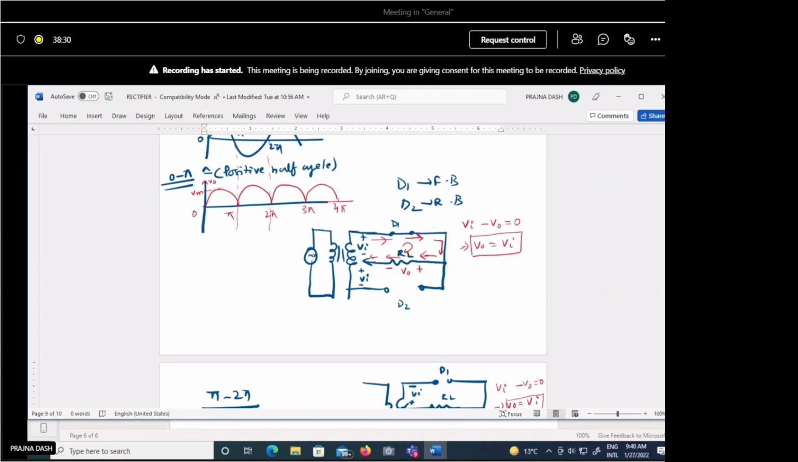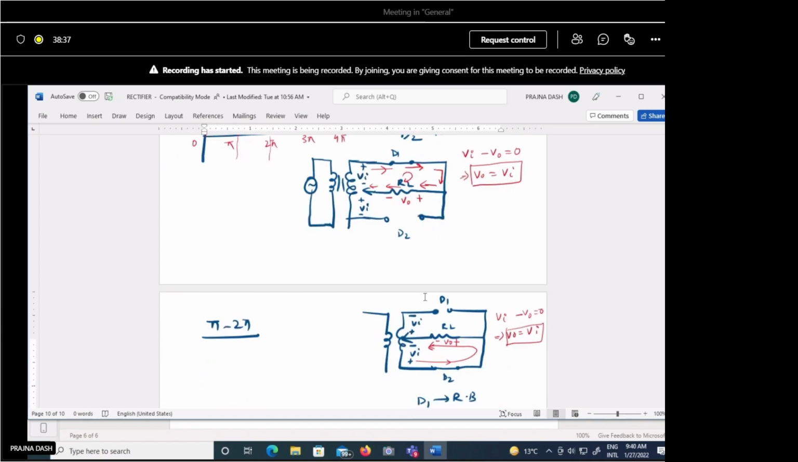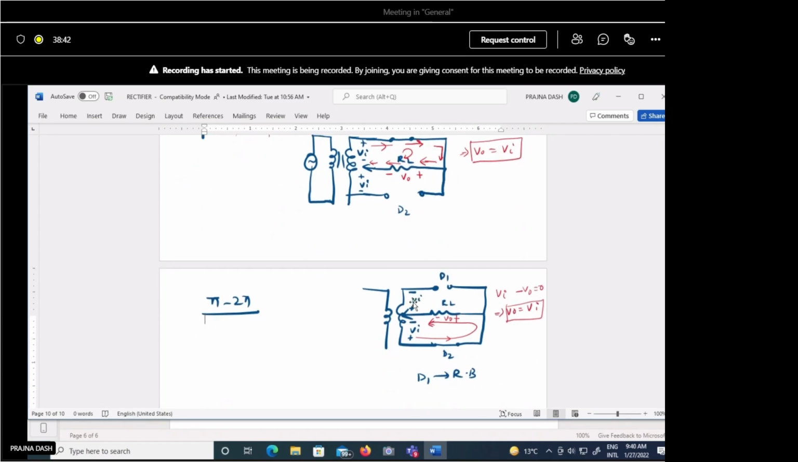That is one difficulty. Another difficulty is the peak inverse voltage. In the reverse bias condition, whatever the voltage across the reverse terminal, that is the PIV rating. So here, if you calculate the PIV, for the reverse bias condition, you just apply the KVL for this part and find the PIV. So what will be the PIV?